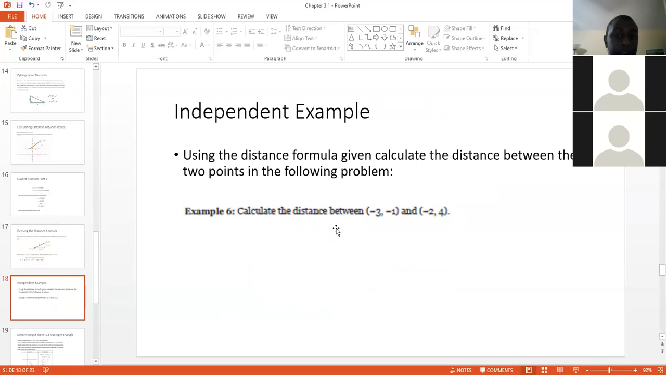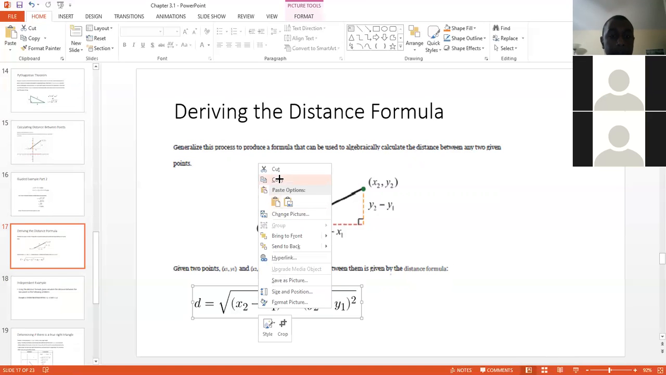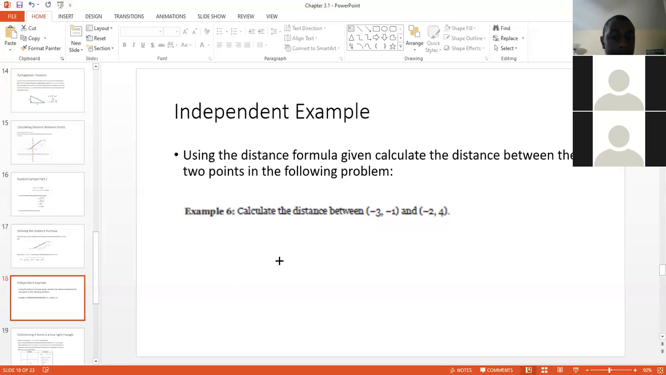So here's an independent example. What I'm going to do is copy this so that you have the distance formula to plug in. So here, using the 2 points, calculate the distance between these 2 points in the following problem. You can use this formula. I'll give you a few minutes to do this.